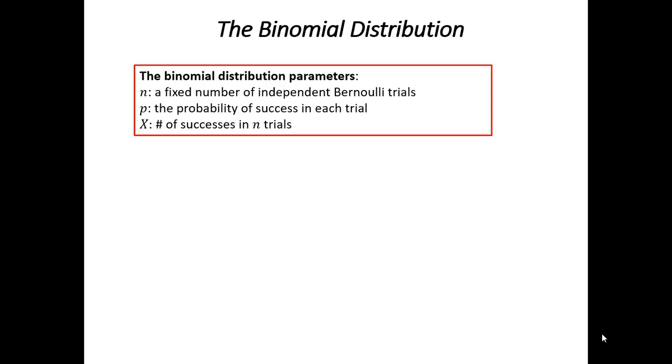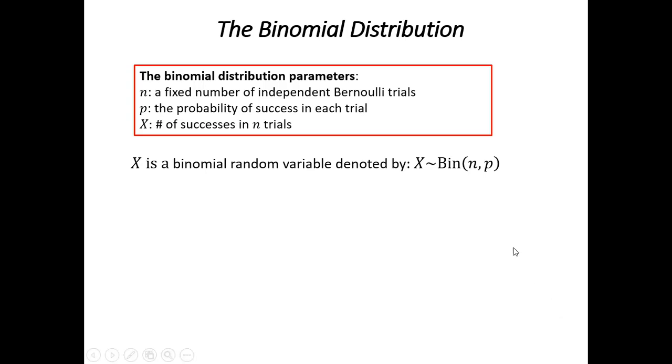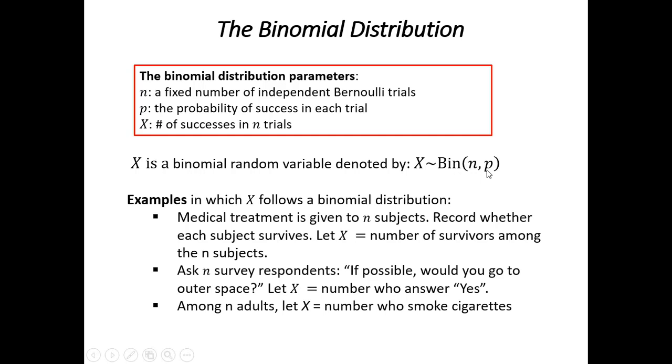So n is the number of trials. p is the probability of a success on each trial. That stays constant from trial to trial. And we use x as our random variable. x is the number of successes in n trials. So we'll use the notation x is binomial with n trials and probability p of success.